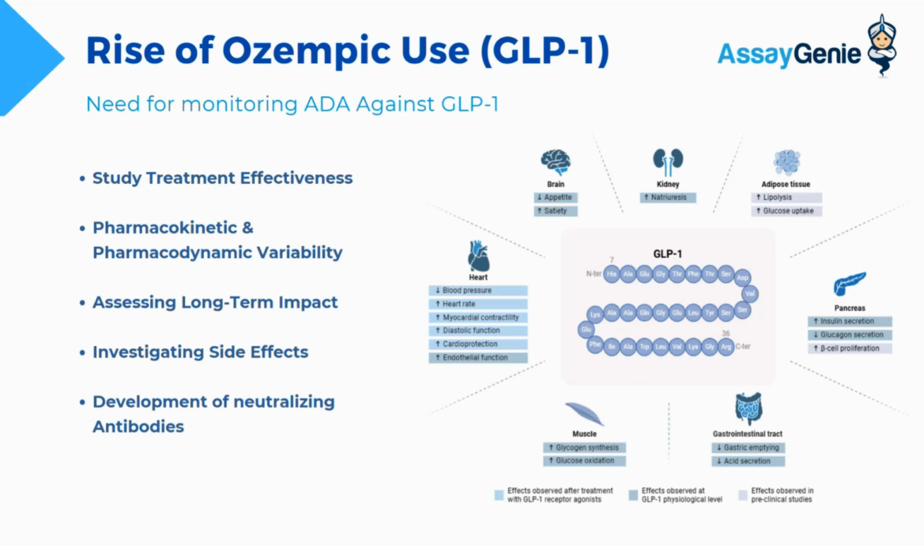So studying and monitoring the ADAs against GLP-1 can actually help with our understanding of treatment effectiveness. It can help us with understanding the pharmacokinetic and the pharmacodynamic variability, and can also help us in assessing the long-term impact of GLP-1 or Ozempic on the body too, and is also critical for investigating any kind of side effects, and can help us develop specific neutralizing antibodies.